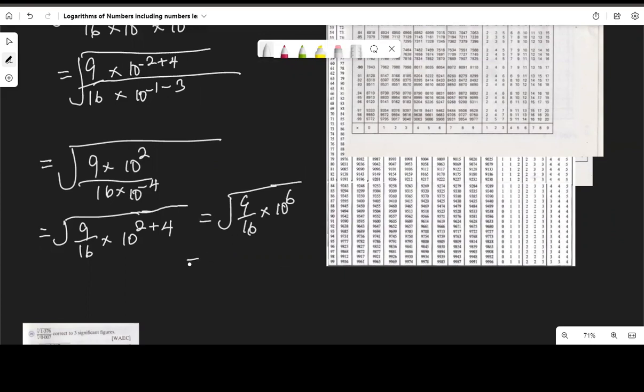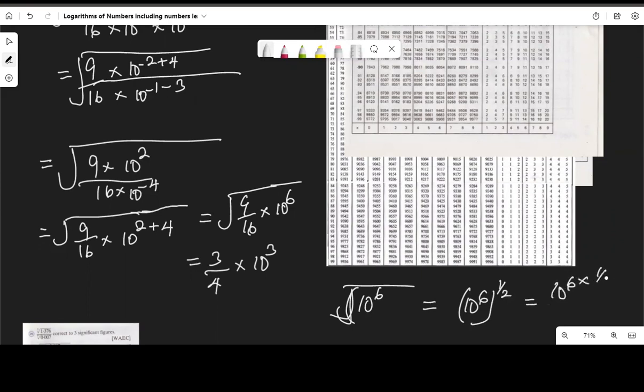Square root of 9 is 3. Square root of 16 is 4 times 10 to the power of 3. How did I get 10 to the power of 3? Remember that the square root of a number, for example, square root of 10 to the power of 6, let me write it like this, can be expressed as 10 to the power of 6 raised to the power of half. So that is 10 to the power of 6 times half, 2 here 1, 2 here 3, which is 10 to the power of 3. So our answer is 3 over 4 times 10 to the power of 3.